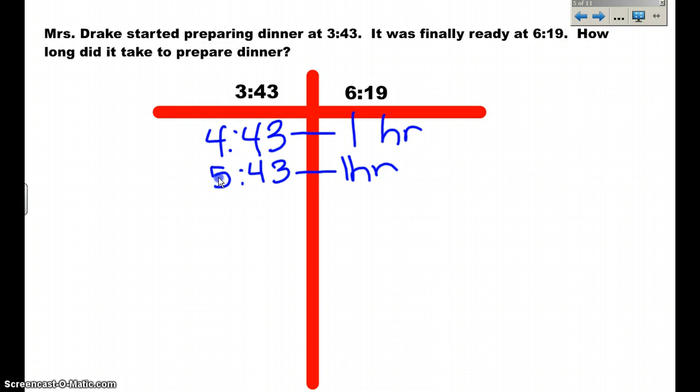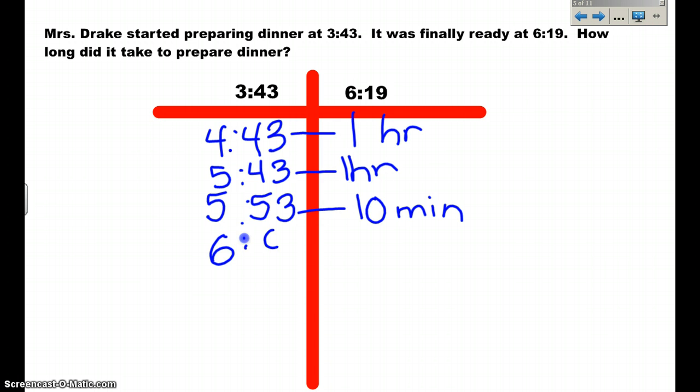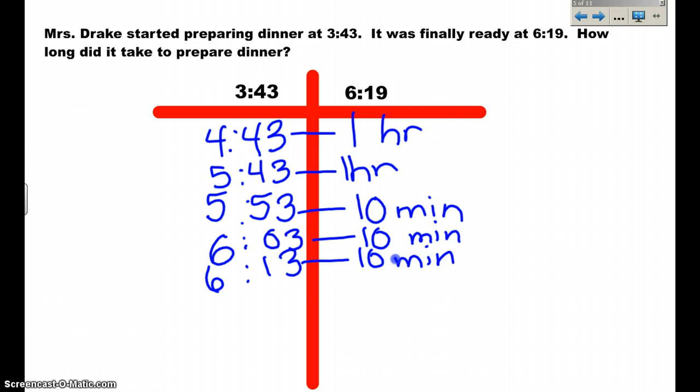So now I'm going to start counting by 10 minutes. So 5:43 plus 10 minutes, 53, and 10 minutes is what was banked that time. My next 10 minutes I'm going to count, it's a 53, and we've got to switch to the next hour. So that would be 6:03. And I'm banking, again, 10 minutes. 6:03 plus 10 minutes is 6:13. I'm banking 10 minutes.